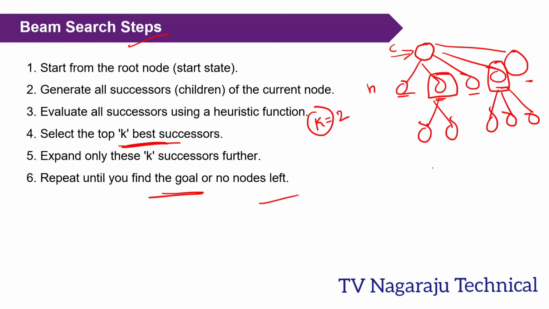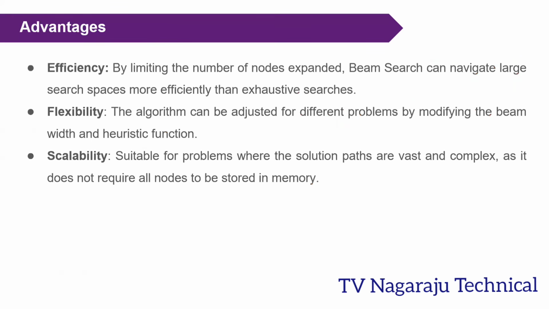That is, the goal is not at all available. My entire tree is completed. You got the point? These are the step-by-step procedure of beam search. Now, what are the advantages and disadvantages?